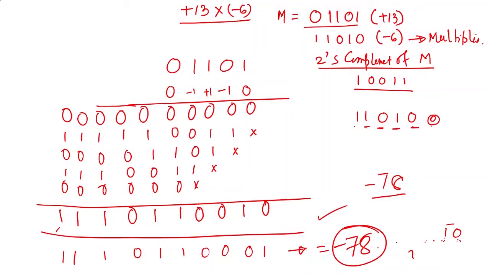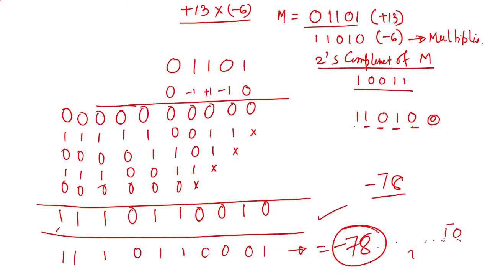Good morning to all. Today we will continue with the Booth's algorithm. In the last class, we elaborately discussed the Booth's algorithm. So, you can see the last slide here. We multiplied 13 with minus 6 and we got the results here.